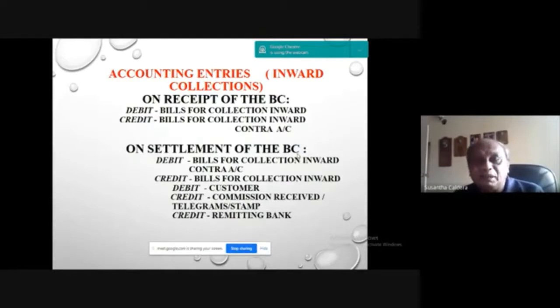On receipt of the bills for collection, we debit bills for collection inward and credit bills for collection inward contra entry.